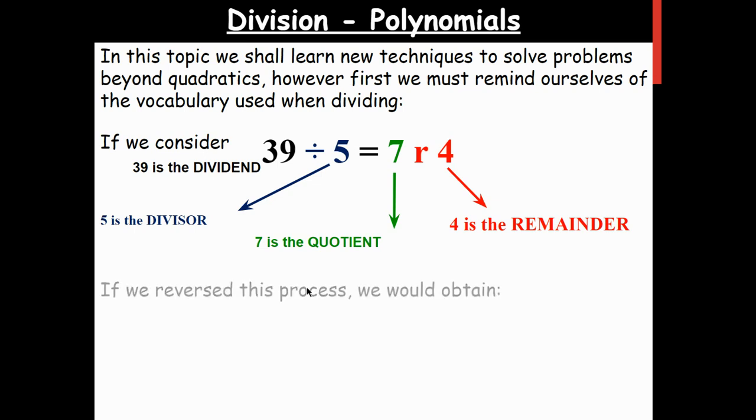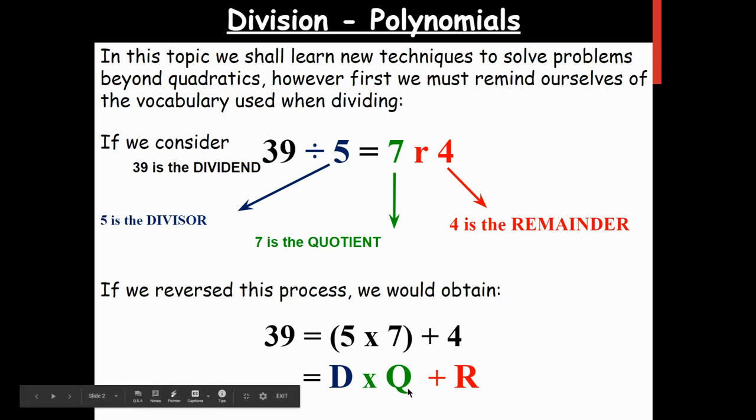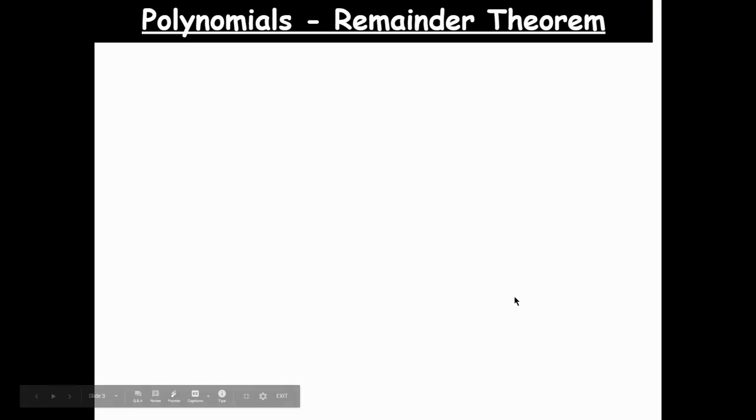We can then rearrange this and say that 39 is the same as 5 times 7, remainder 4. So in terms of the vocabulary that we've learnt there, 39 is the divisor times the quotient plus the remainder. And we're going to look just now at this remainder.